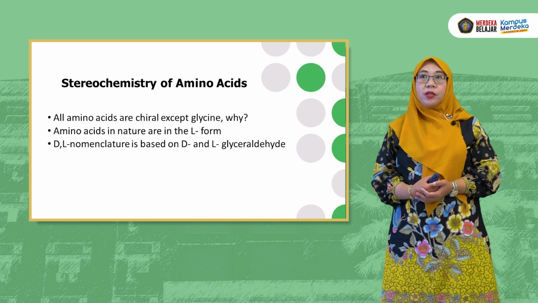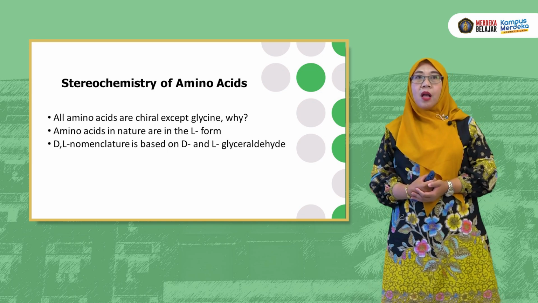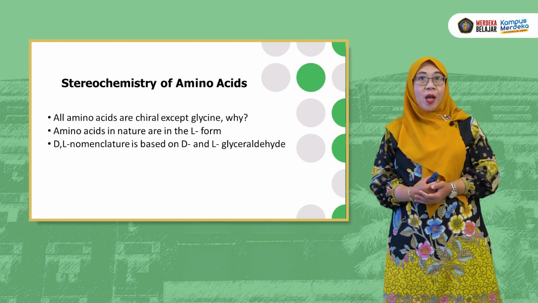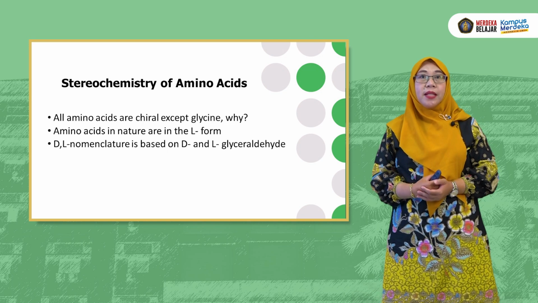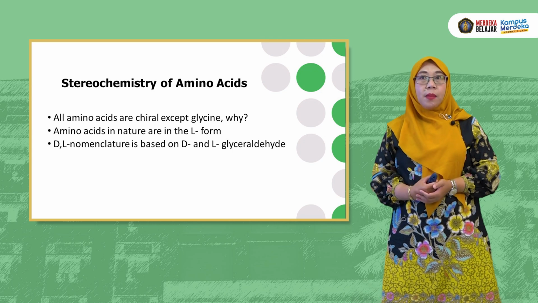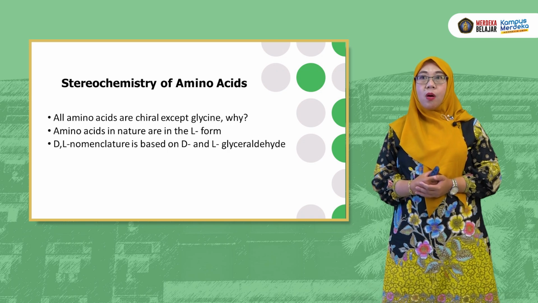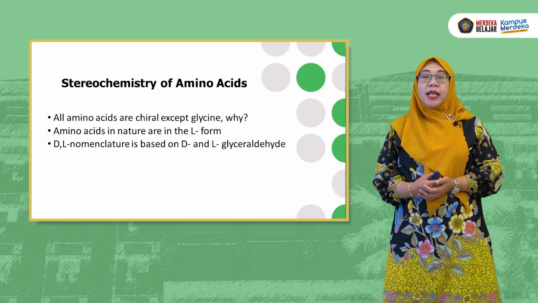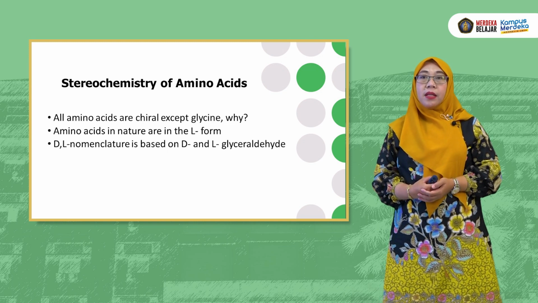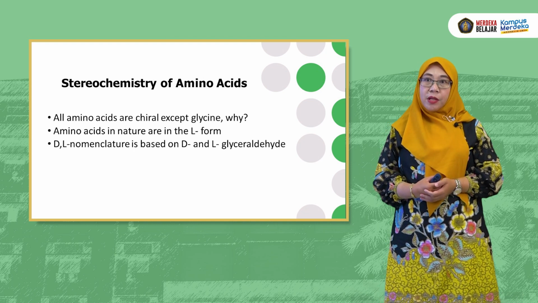For the stereochemistry of amino acids, I need to ask you this question first. All amino acids are chiral except glycine. Why? As you know, in the amino acid structure, one central carbon atom is covalently bonded to one amino group, one carboxyl group, one hydrogen atom, and one side chain or R group. So, if glycine has one hydrogen atom as its side chain, this makes the carbon atom in glycine not chiral, or not asymmetric.